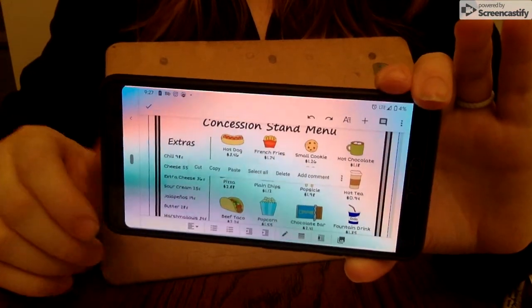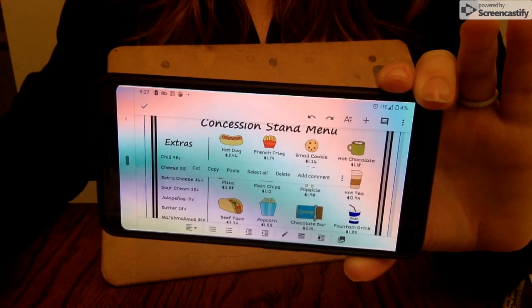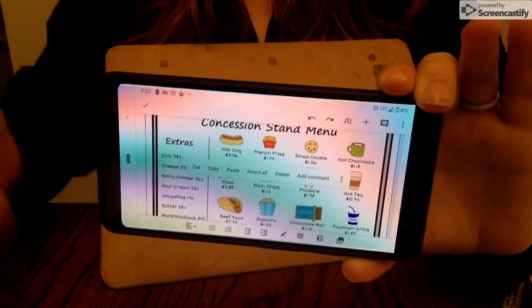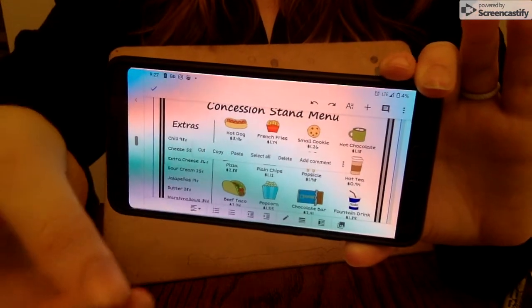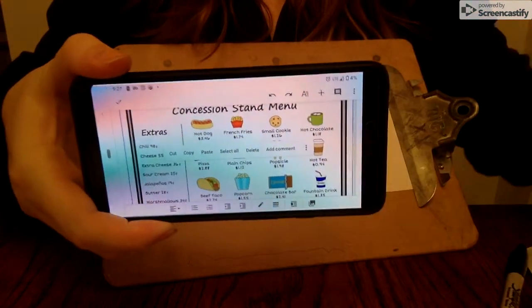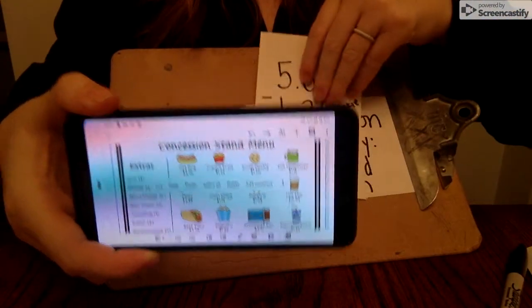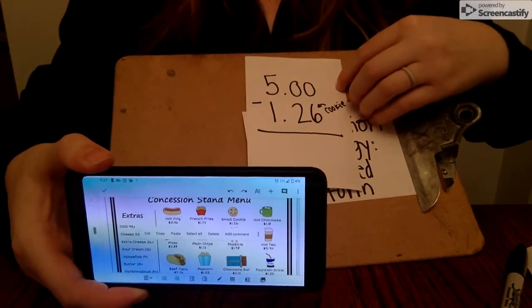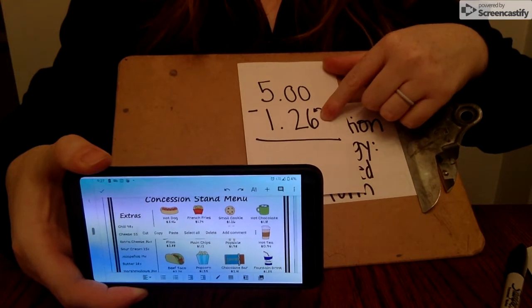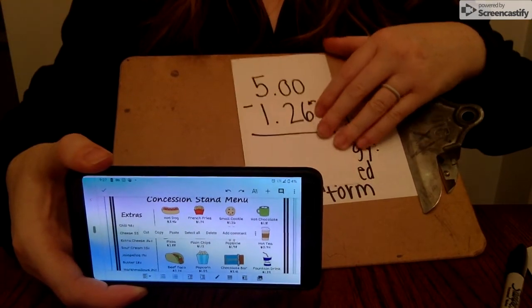So the cashier would ask us what we want, and we would say, I would like to buy a cookie. The cashier would say that's $1.26. And I would give them a $5 bill so that I could pay for the cookie. What we would end up doing is subtracting the $5, which is how much you gave the cashier, minus the cost of the cookie. So $5 minus $1.26. Let's work that out.